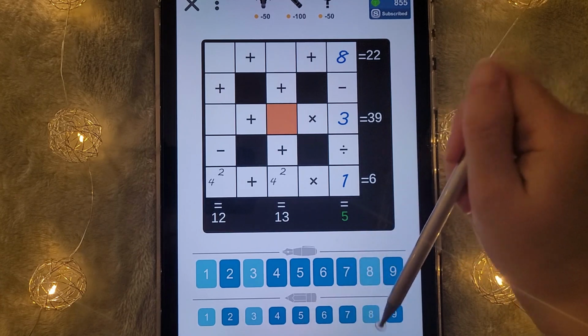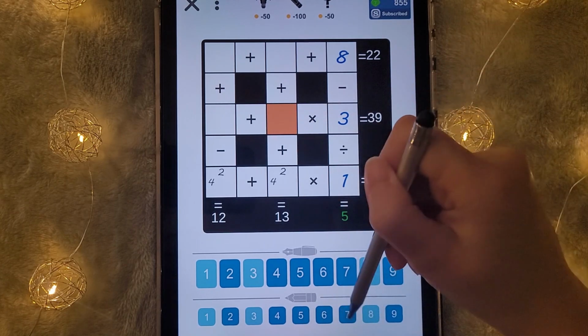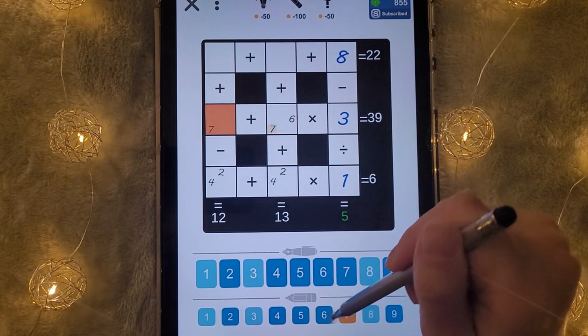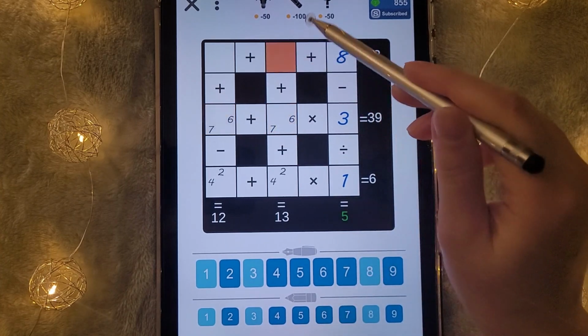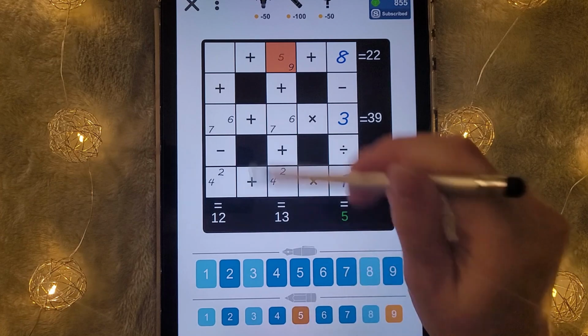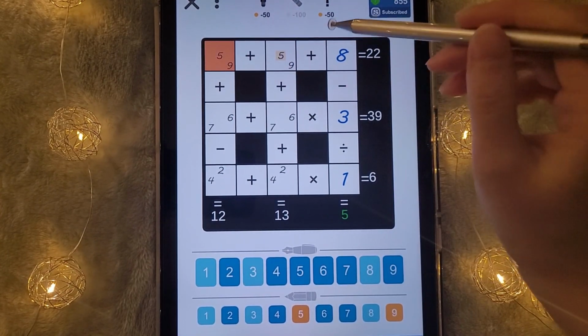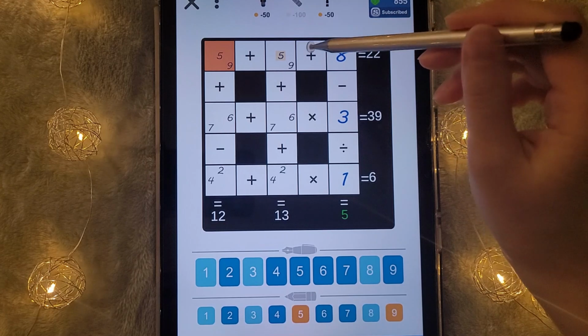8 and a 5, but I've already placed the 8. So it would be 7 and 6, which means the only options left for these cells are 9 and 5. Okay.